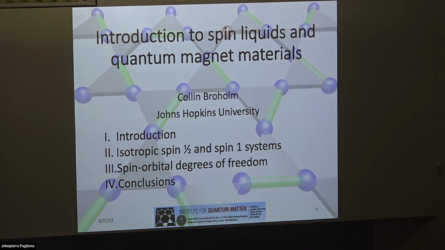For both of these classes of materials, we'll be looking at insulating materials. So the electrons are not moving about as itinerant entities. They're really localized degrees of freedom. The interactions are mediated by various kinds of delocalization, super-exchange interactions, where there is some kind of virtual hopping effect, but it really is mostly localized spins that we're going to be talking about.